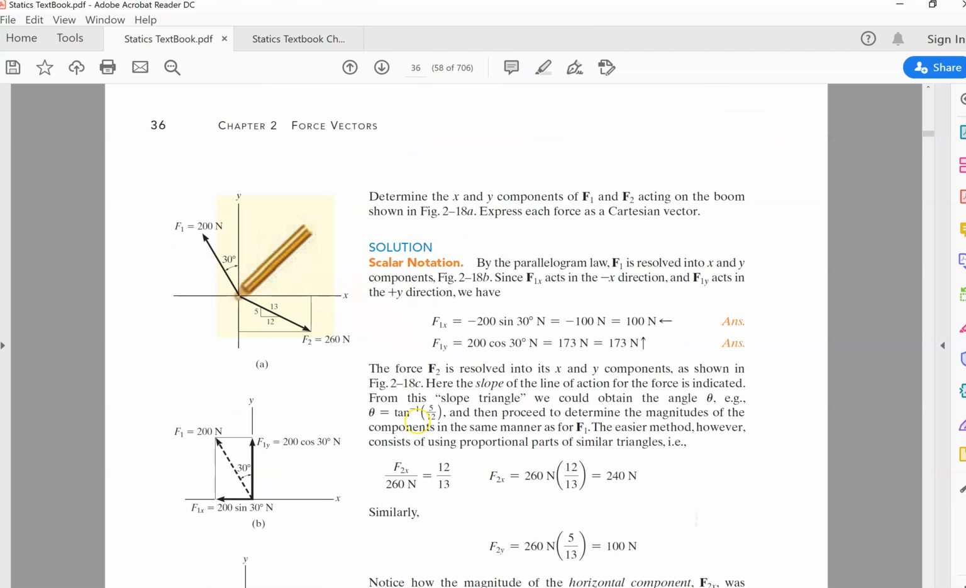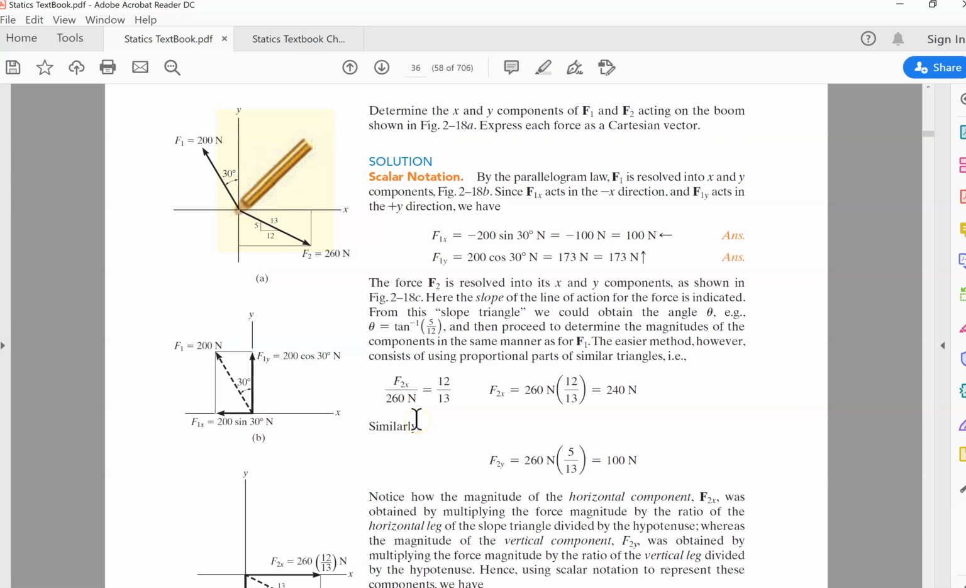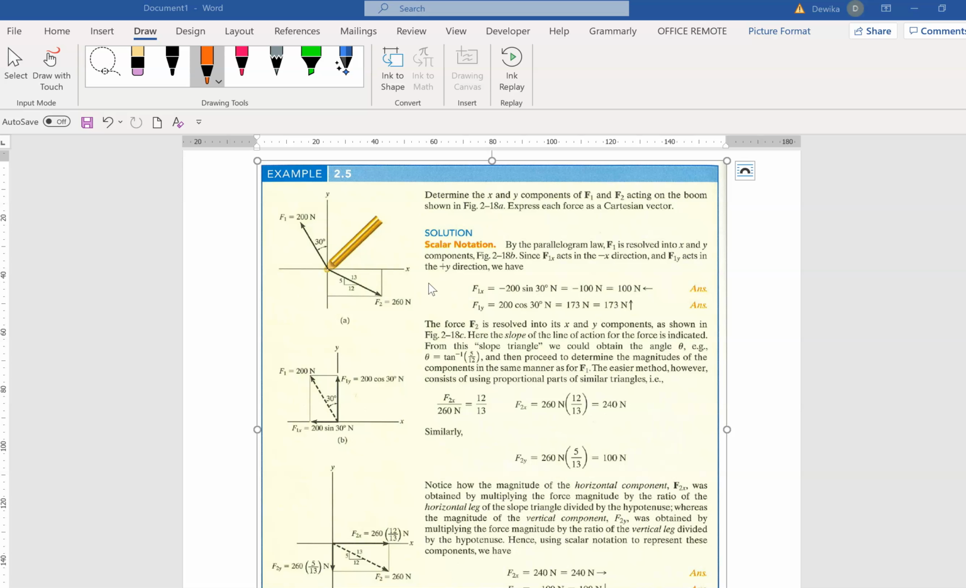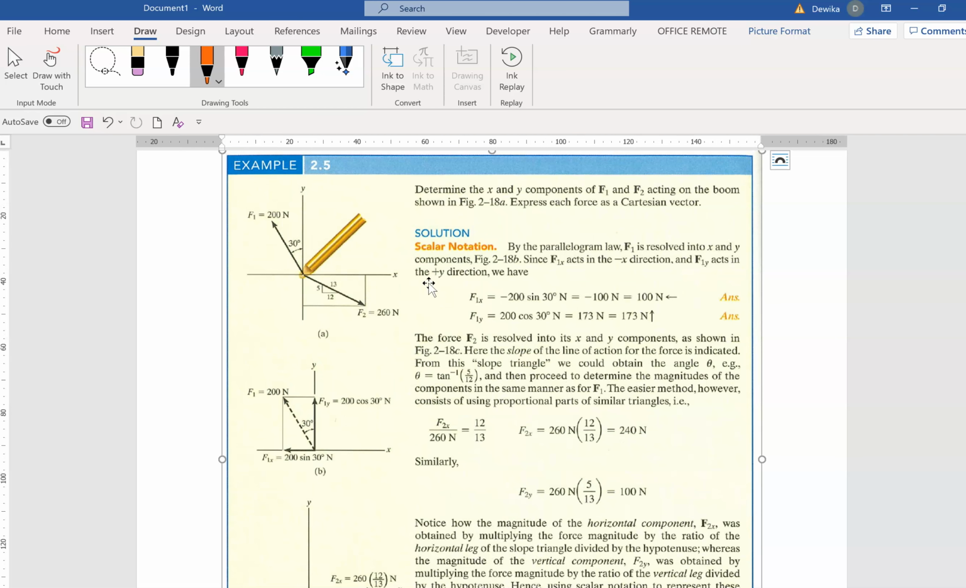Now let's move to an example. I'm going to discuss example 2.5 from the textbook. You can refer to page 36. If you look here, they have given a question like this. We have F1 and F2. F1 is 200 at an angle of 30, and then we have F2 of 260. Look at this, they're using the similar triangle concept. So don't panic, it's okay. It's something new, you have not done this before, but I'll guide you.